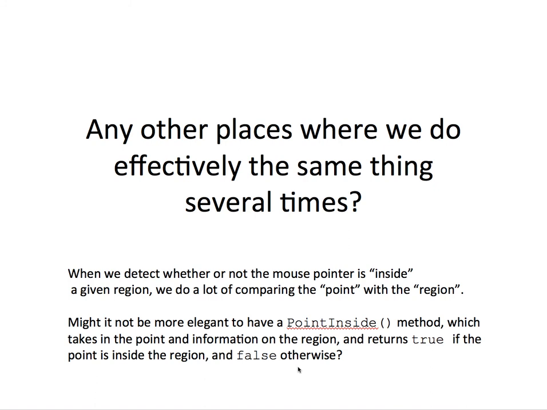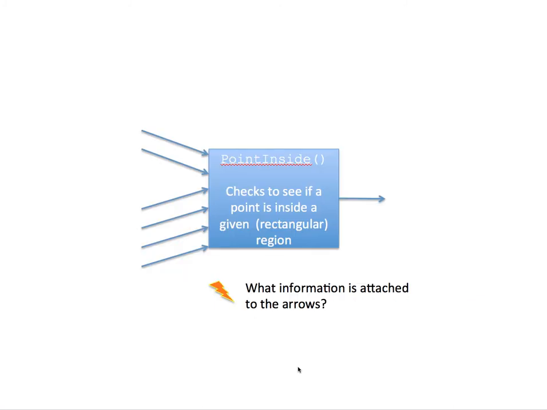So the proposal is that we create a point inside function which takes in a point and some information about the region and returns true if the point is inside the region and false if it's outside. So here's the block diagram for this particular function.